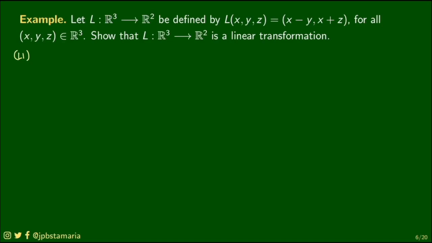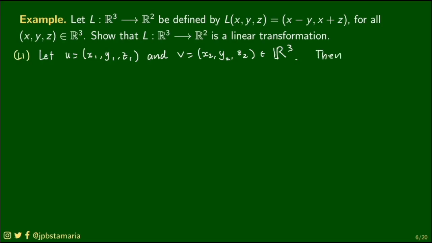So for L1, we will be needing two vectors from R3. So let u be, let's say, (x1, y1, z1), and v be (x2, y2, z2), be vectors from R3 because they are taken from the domain. So they look like that. They are representative points from R3.